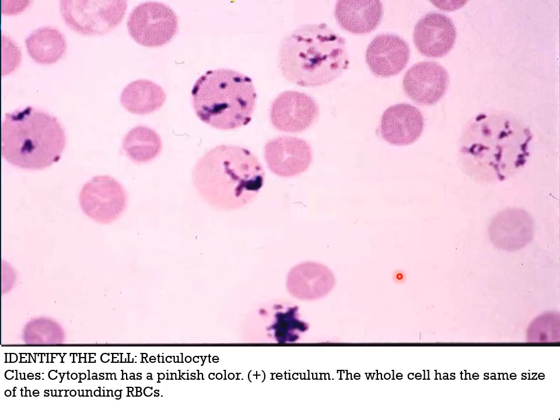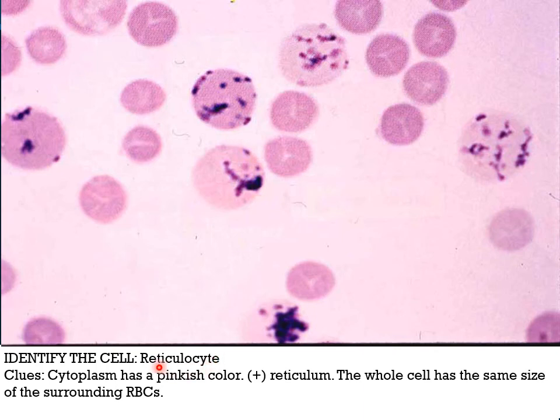Next is the reticulocyte or polychromatophilic erythrocyte. So this time, the nucleus has escaped out of the cytoplasm. It's totally gone. There are only some reticulum left, the thread-like structure. Under the microscope, with the help of a special staining technique called supravital staining, we can see the presence of this reticulum.